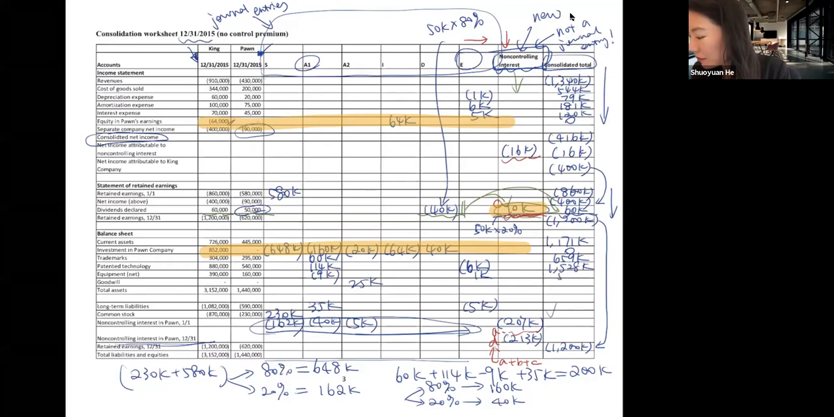Equipment is 542,000. Goodwill is 25,000. If you add up everything on the asset side, that will give you 3,925,000. So this is the asset side. And on the liability side, your total long-term liabilities is 1,642,000.